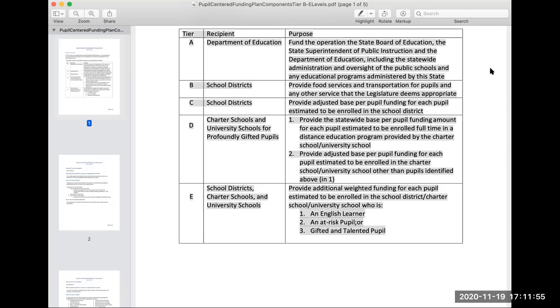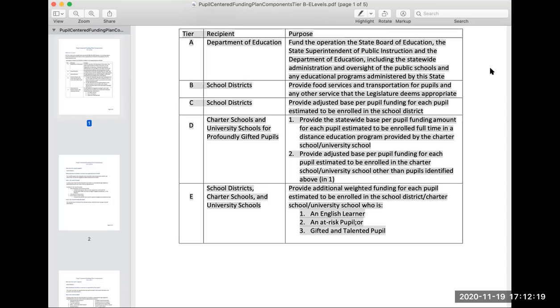Pupil-centered funding plan components. Tier Level B. Who does Tier Level B support? School districts. What educational activities or services are supported by Tier Level B? Tier Level B supports the statewide cost to provide food, transportation, and/or any other similar services the legislature deems appropriate for pupils.